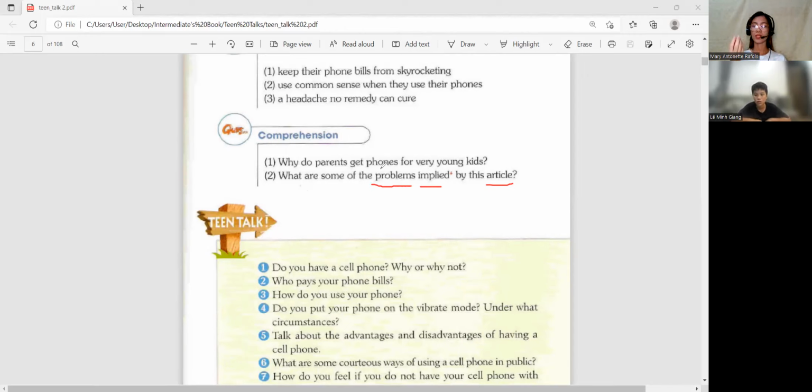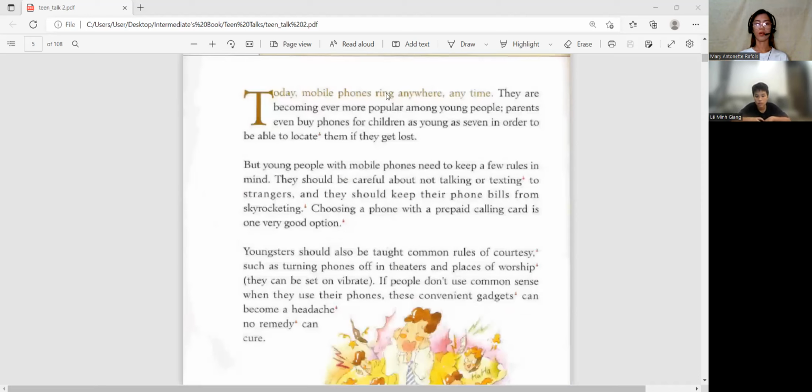Okay, implied is when you want to say something without saying it directly. For example, I'll rephrase this one. What are some problems said by this article or by this story? What are those problems? Go back to this one. What is the first problem it found here? The first problem is: today mobile phones ring anywhere, anytime. They are becoming ever more popular among young people. Parents even buy phones for children as young as 7 in order to be able to locate them if they get lost. Yes. What else?